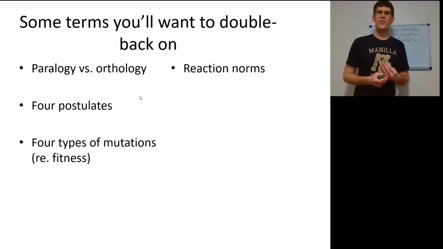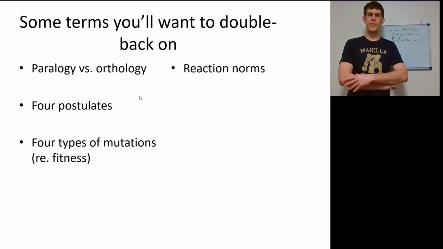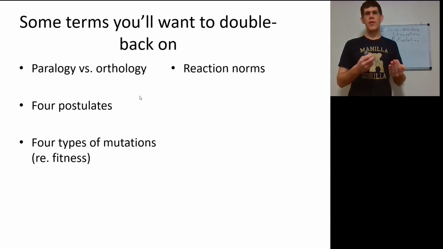We're going to want you to double back on some terms that are covered in this first section. First off, paralogy versus orthology. This often is something students have a problem with, so it's good to know. Make sure you know the 4 postulates of evolution by natural selection because we will be covering those on the exam. And the 4 types of mutations, your lethal, your deleterious, your neutral, or your beneficial regarding fitness, because we will need to build on that structure later, so I will need to put that on the test. Reaction norms is something students often have problems with.